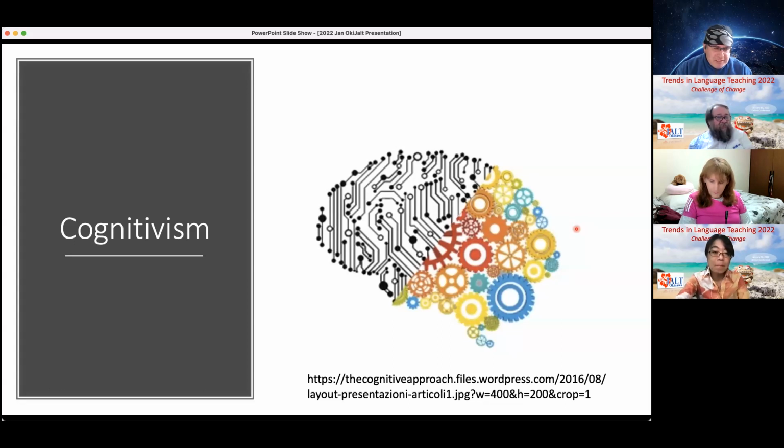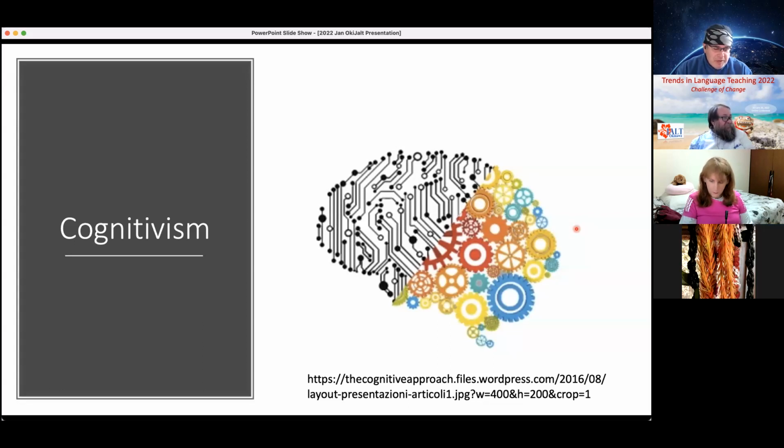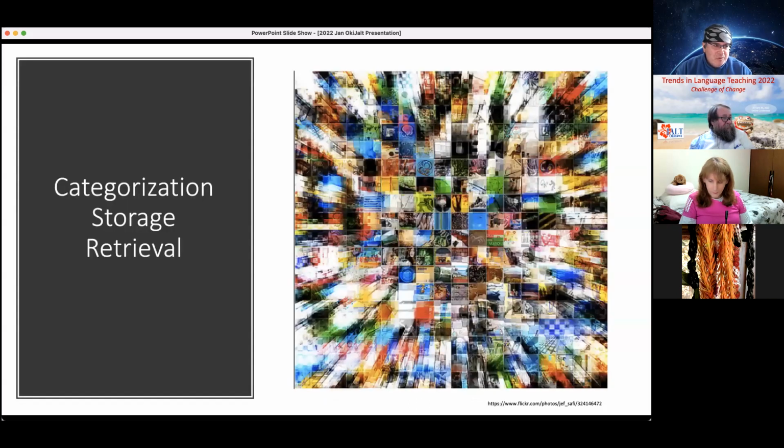So this brings in cognitivism, and where behaviorism was not at all concerned with what happens in the brain, cognitivism is all about what's in the brain. So, the categorization of information, storage, retrieval, connections, analysis, making things fit together in the puzzle that you keep in your brain.